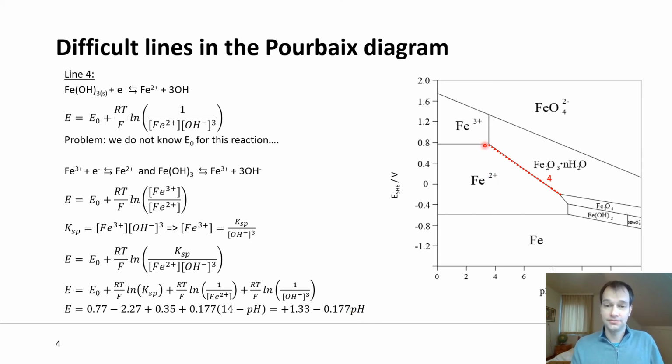And indeed, if you look at this line, I have to look a bit, but you can see that if you extrapolate this line to the y-axis, it indeed seems to cut the y-axis at 1.33. So it seems to be correct. So this way you can calculate these more difficult lines in a Pourbaix diagram. So it's quite a calculation.